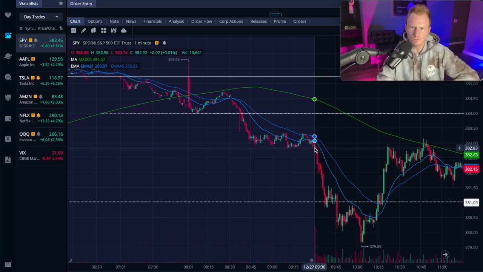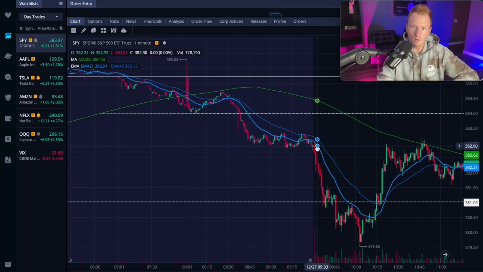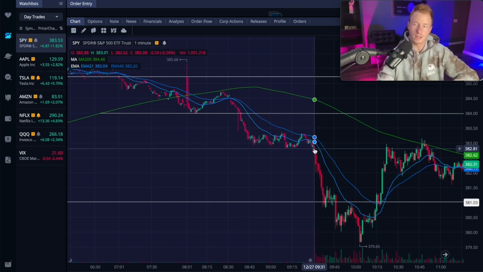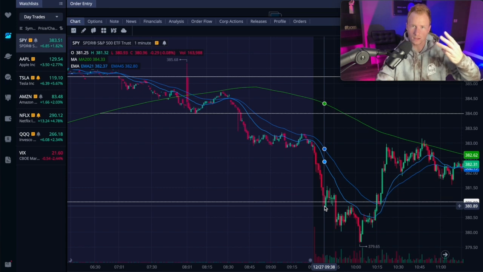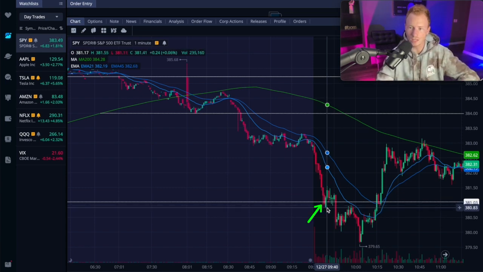Now, immediately, right when we opened, we tanked. I was looking for a push up, and then I was gonna take the put here. Unfortunately, I never got that opportunity. The price was literally just tanking. We went under the second thing you wanna pay attention to, which is the key level. We went just under that 381 support, and I was watching for a pop up so I could enter a put position.